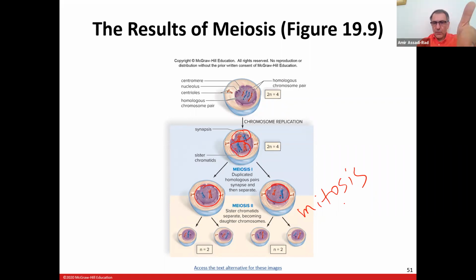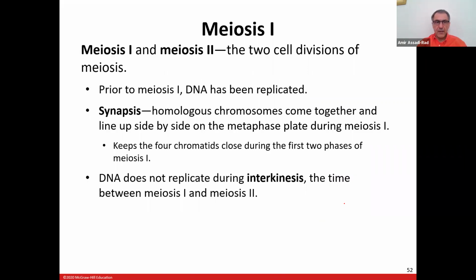Meiosis I goes through prophase, metaphase, anaphase, telophase. Meiosis II, same thing: prophase, metaphase, anaphase, telophase. In synapsis, homologous chromosomes come together and line up side by side on the metaphase plate during meiosis I, keeping the four chromatids close. DNA does not replicate during interkinesis, the time between meiosis I and meiosis II. There is no more chromosome duplication after the S phase of meiosis.